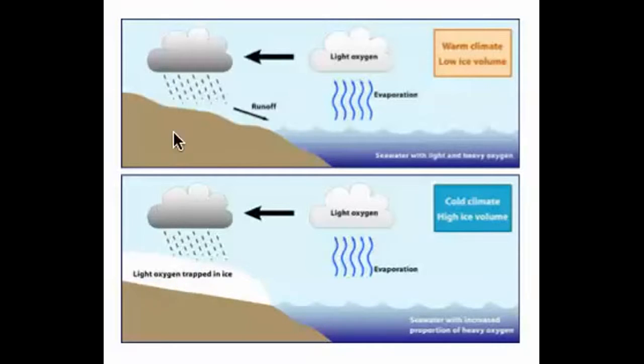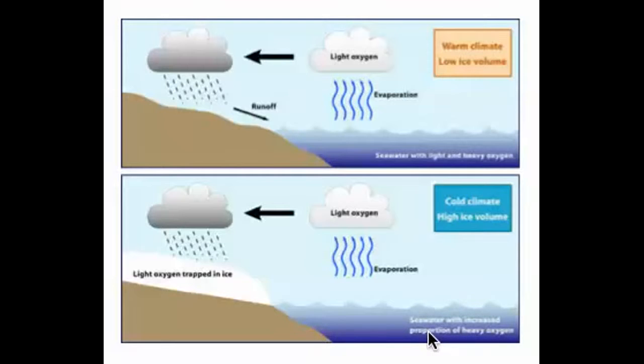When you have a warm climate without snow, most of this oxygen-16 that is included in these clouds evaporates, precipitates, and is returned to the oceans. When you have a cold climate, most of the oxygen-16 becomes locked up in ice. And therefore, the seawater, from which this evaporation ultimately derives, becomes more enriched in oxygen-18.